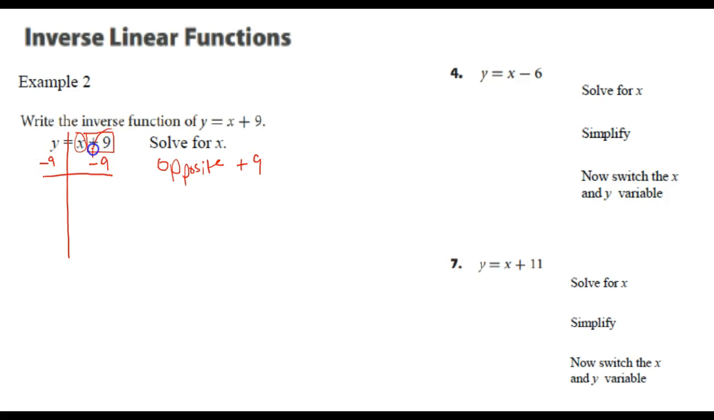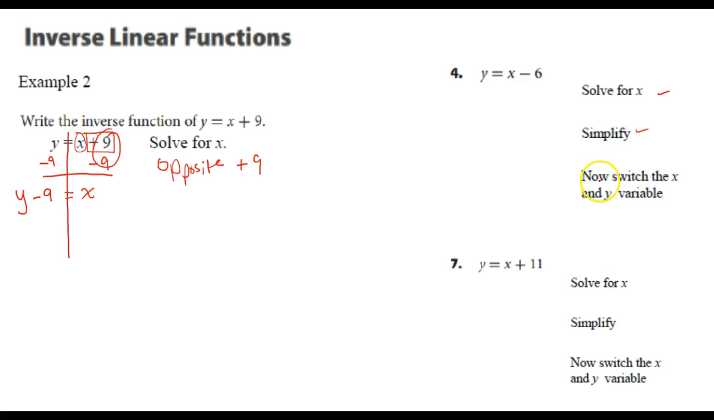9 take away 9 is just 0. Kind of cancels out. I have x left over. Now, since y and 9 are not the same, I mean, that's a variable, that's a number, I'm going to write y first and then negative 9. So on here, as you can see, I kind of wrote down the steps for each one of these. So we solve for x, we simplified.